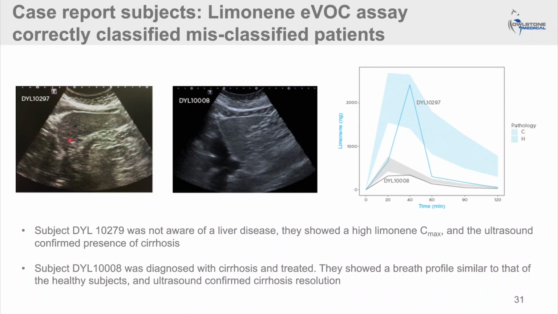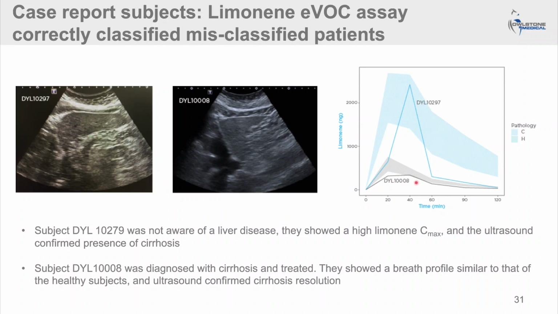Interesting cases were identified in this study. Here we can see this subject was enrolled as healthy, and then we can see the blue here. They showed a limonene breath profile that was similar to that of the cirrhosis subjects. When we asked for a follow-up ultrasound, it was found that this subject actually had a liver disease, and they discovered it by enrolling in this study.